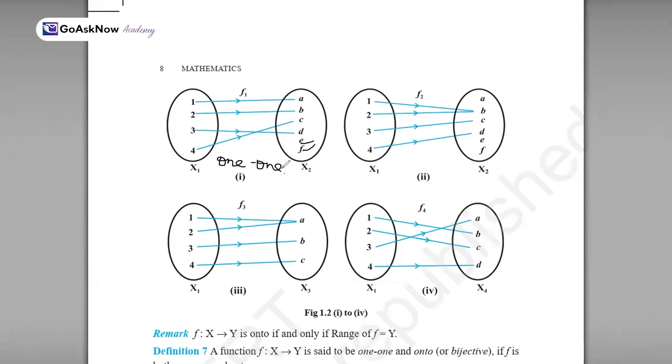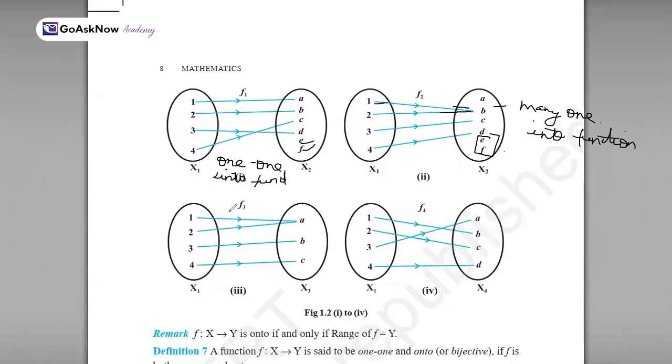In the second example, you can see that 1 is related to B and 2 is related to B also. So it is not one-one, it is a many-one function. It is also not onto, so it is an into function, because it is not onto. And here it is also an into function. Why? Because some elements remain unrelated in x2.